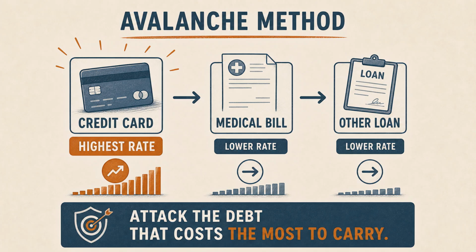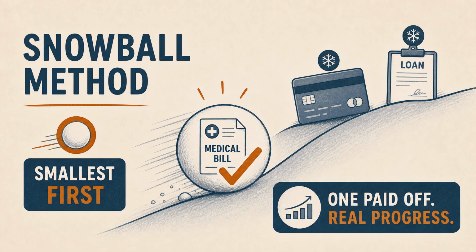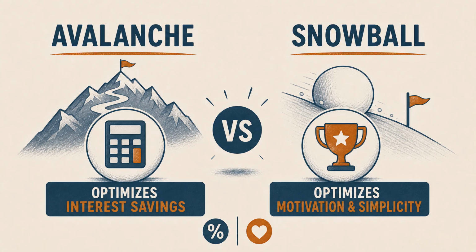With the avalanche method, the credit card comes first because it has the highest rate. The medical bill may be smaller, but it is not growing as quickly. The plan attacks the debt that costs the most to carry. With the snowball method, the medical bill comes first because it has the smallest balance. Paying it off may not save the most interest, but it removes one account from your life and creates an early feeling of progress. That is the heart of the debate.